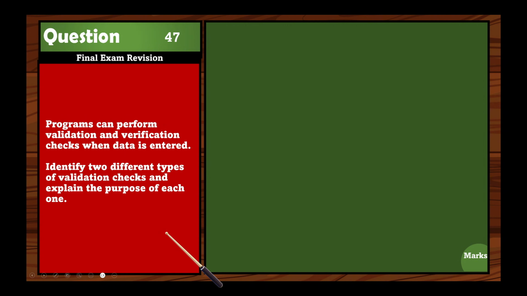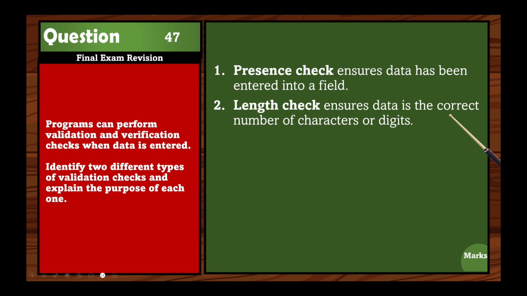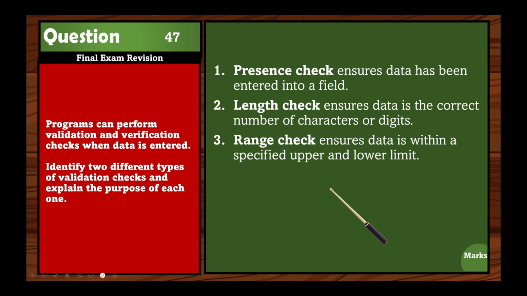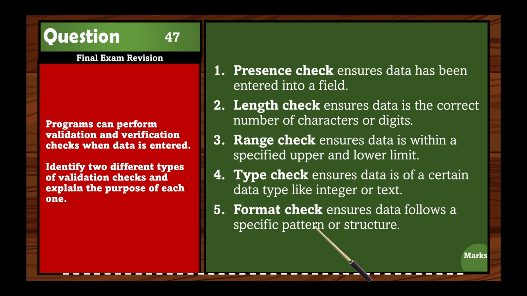Question 47. Programs can perform validation and verification checks when the data is entered. Identify two different types of validation checks and explain the purpose of each. So we know the first one is the presence check, ensure the data has been entered into a field. Then length check, ensure the data is the correct number of characters or digits. Range check, ensure the data is within a specified upper and lower limit. Then you have a type check, ensure the data is of a certain data type like integer or text. And then format check, ensure the data follows a specific pattern or structure.